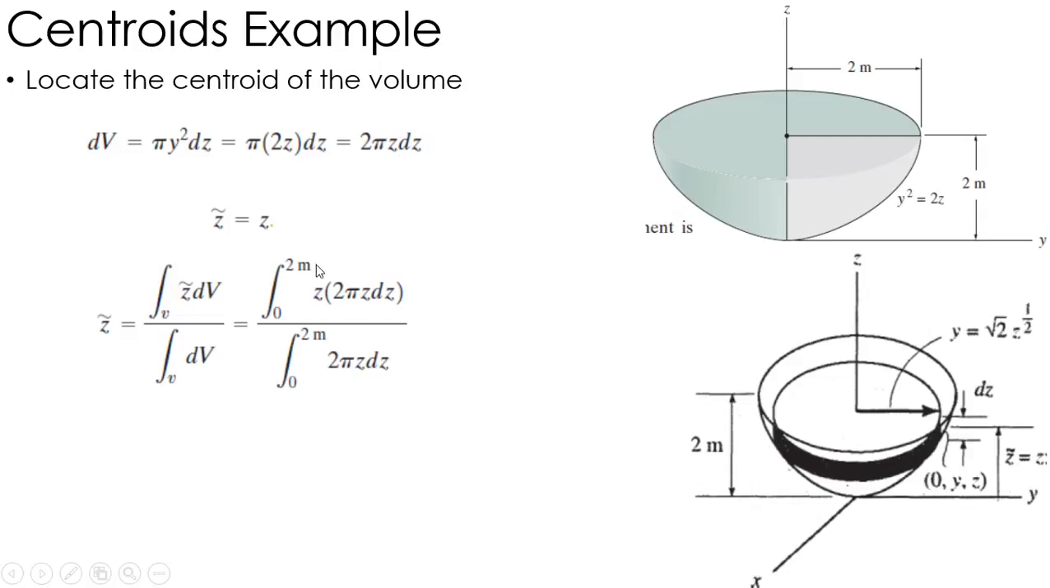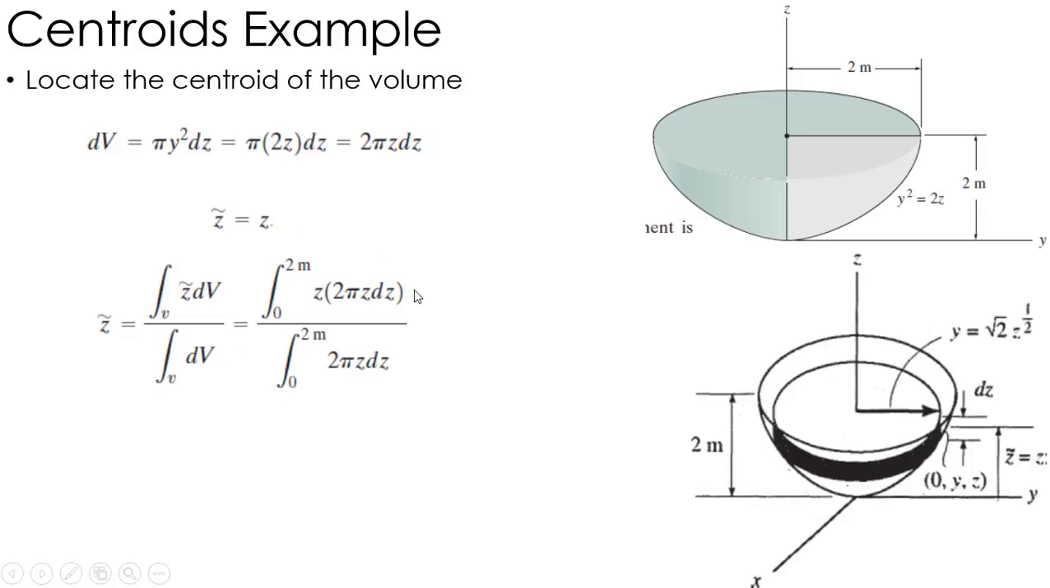The top equation is z times 2 pi z dz, which is the dV. And then the bottom is just 2 pi z dz, which is dV. My limits of integration are 0 to 2, going from 0 up in the z direction, because again I have a dz here, so I go from 0 to 2. And this is my integral.